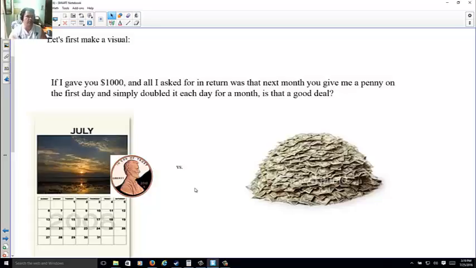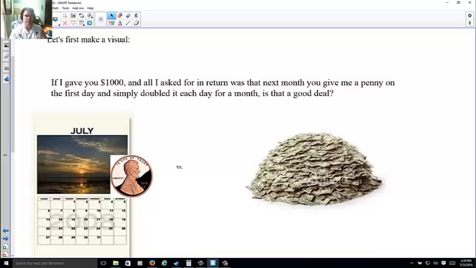What if I were to offer you $1,000 cash, and all you had to do in return was, for every day of the month, start on the first day and give me a penny. And then every other day you simply double it until the end of the month. Whatever you have to pay me by the end of the month, you pay me, and you get to keep the $1,000. So is that a good deal? My $1,000 versus your 1 penny that has to be doubled until the end of the month.